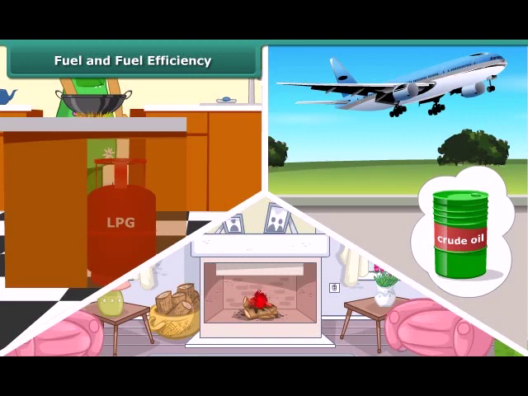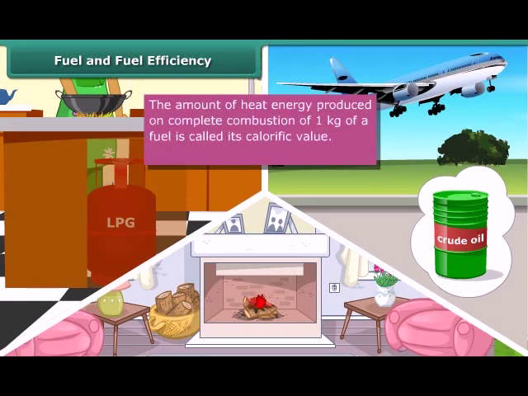All fuels do not burn efficiently. Fuel efficiency is determined by its calorific value. The amount of heat energy produced on complete combustion of 1 kg of a fuel is called its calorific value, and it is expressed in a unit called kilojoule per kg. The calorific value of LPG is more than wood or coal. That is why LPG is a more efficient fuel than wood or coal.